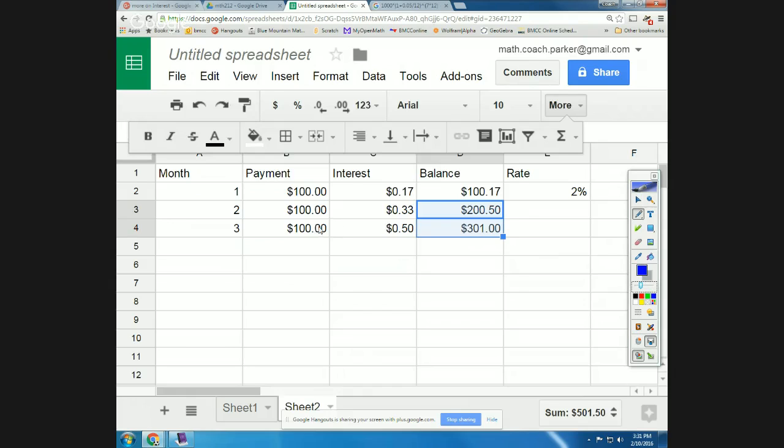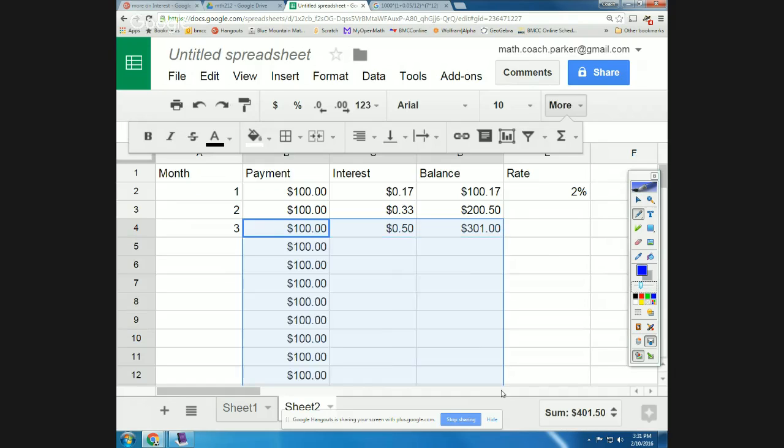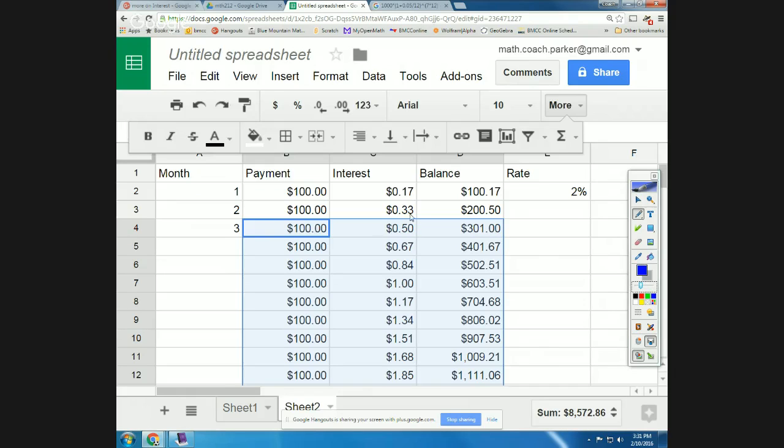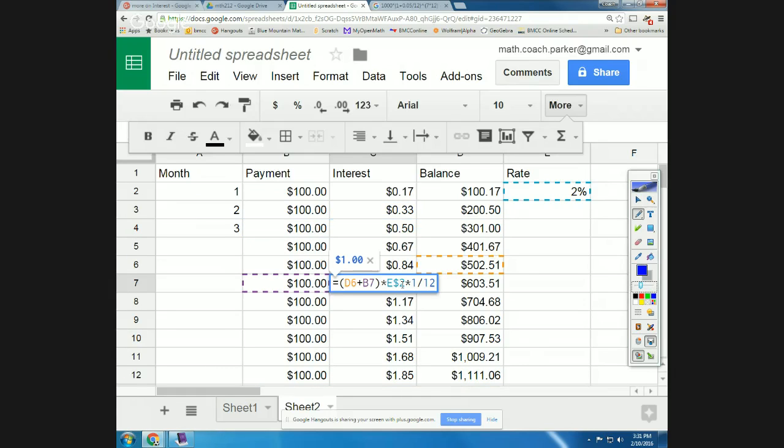So now I think I have formulas that I can just fill down, and they should keep generating my new amounts. So I'll just do it a little bit and see. I should see my interest growing each month. It's growing each month. If I double click on one of them like this one, it says take the previous balance plus the payment and give me 2% interest for 1 month. That seems to work. Double check how the balance is calculated: previous balance plus new payment plus interest. That seems to work.